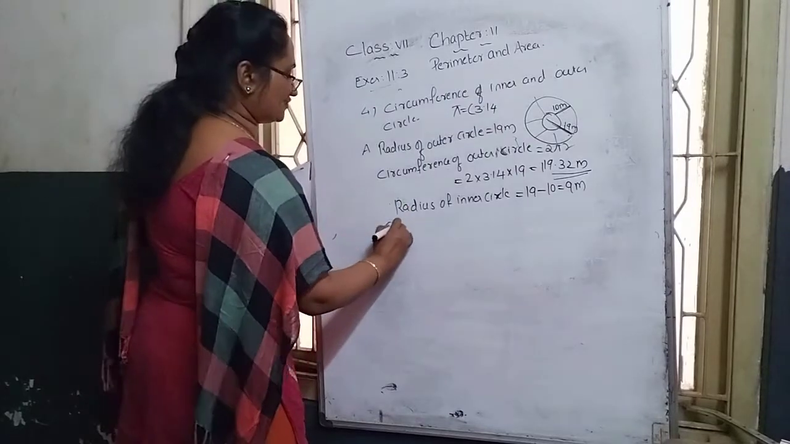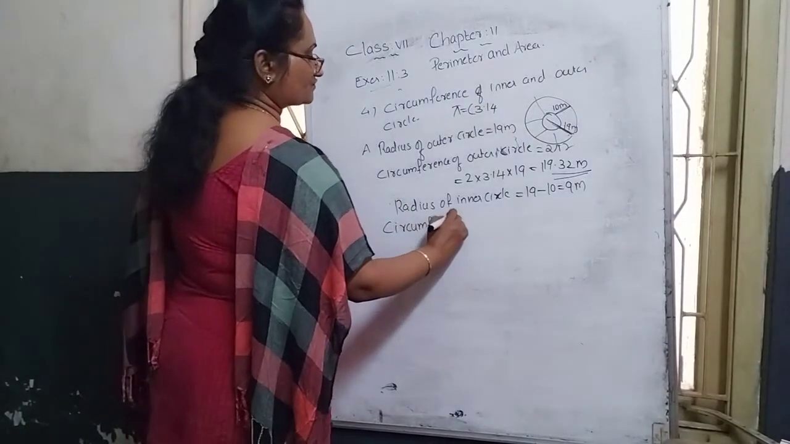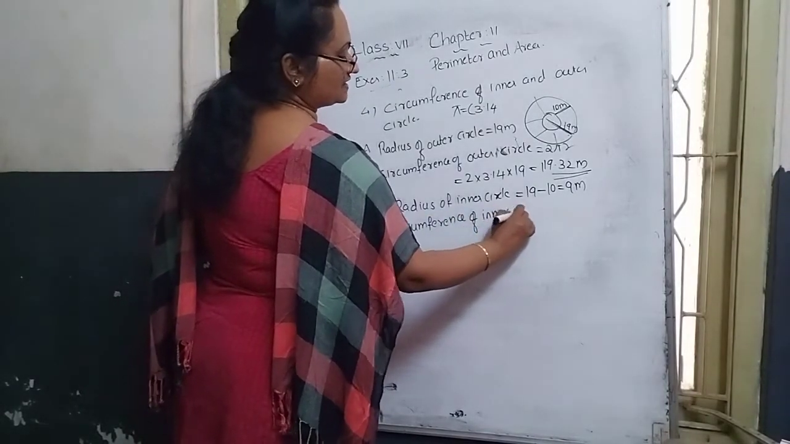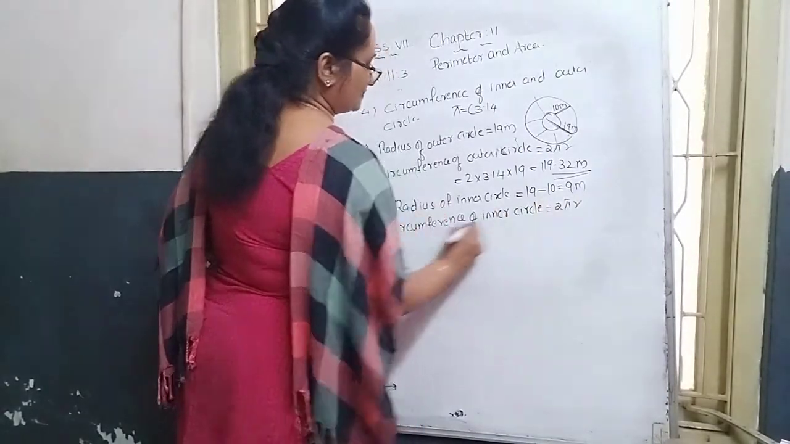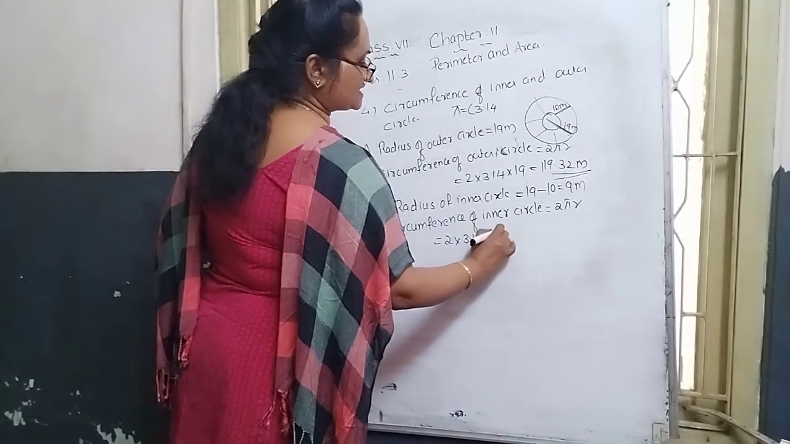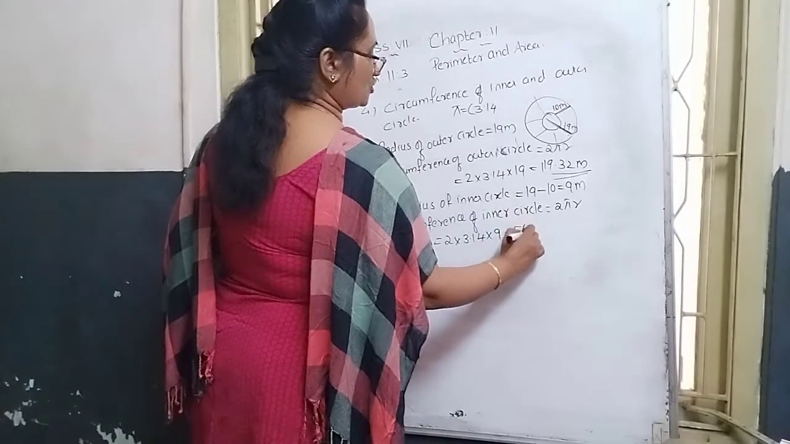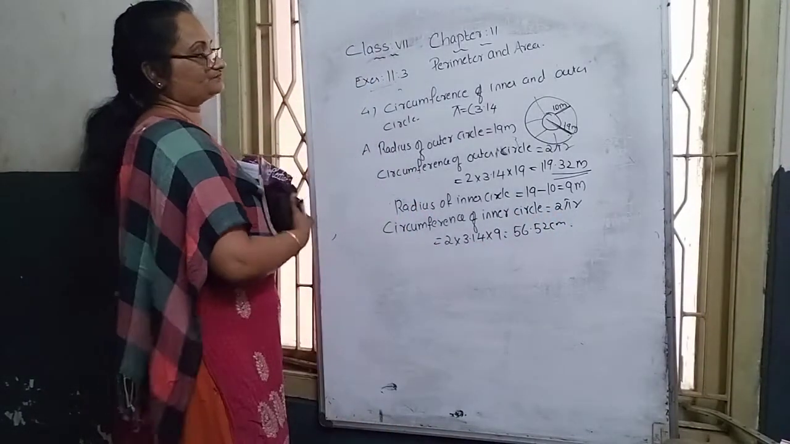Then the circumference of the inner circle has to be found. The formula has no change, 2 pi r. 2 into pi, 3.14, into r, 9. Multiply, and it becomes 56.52 meter. This is the answer to the question.